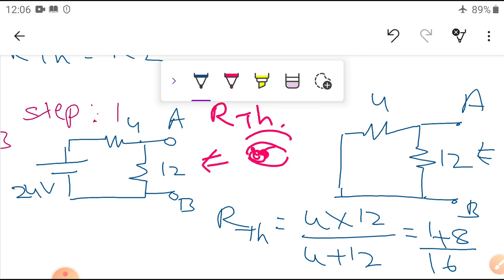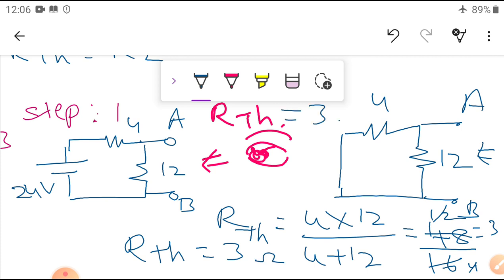Simplified with 4: 4 1s are 4, 4 3s are 12. So we are going to get 3. That is equal to R Thevenin's is equal to 3 ohms. Okay, we found it. This is called 3 ohms. We got it.